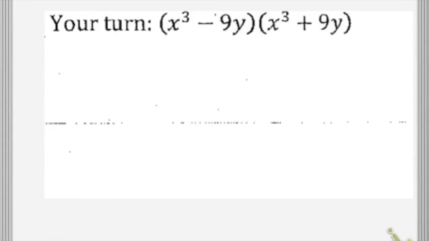Okay, so now this one really is your turn. I want you to try it. You should be pausing the video and giving yourself a chance to figure this out. Go on, pause the video.